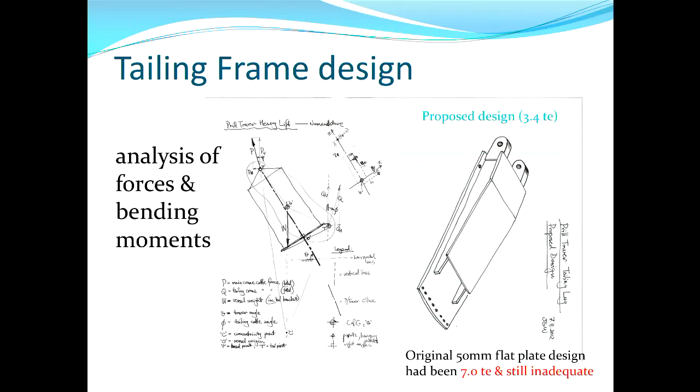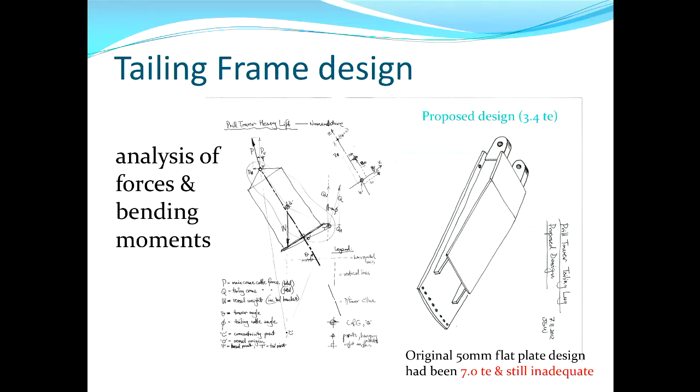I want to tell you about this tailing frame design. I mentioned it earlier. This is where you've got the prill tower being lifted by its head, but the tailing, at the tail end of the prill tower, has to be attached to this tailing crane. And that's something that needs to be detached later.